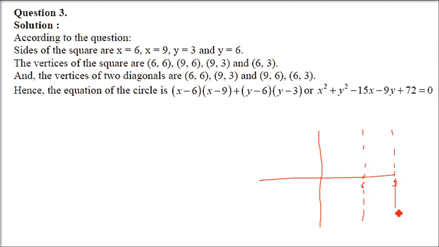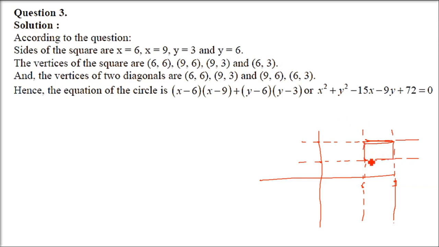x equals 6 and x equals 9. So I'm just making a line parallel to y-axis. Then what do you get? This is 6 and 3. So these are two lines I made, and this is the final rectangle. Now if you see the points, we have to find out the endpoints. Just mark the points first.